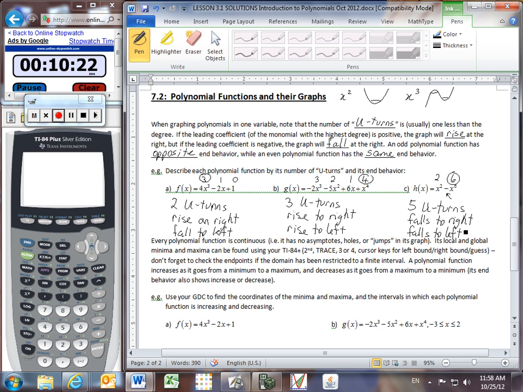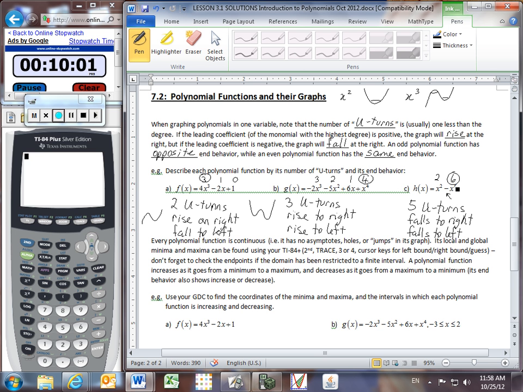So if I was going to draw some very quick sketches of these three situations, here we've got a cubic that rises on the right and falls to the left, something like that. Here we've got a 4th degree equation, meaning it will have 3 U-turns, and it rises to the right and rises to the left, maybe something a little bit like that.